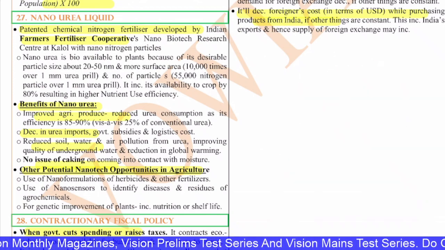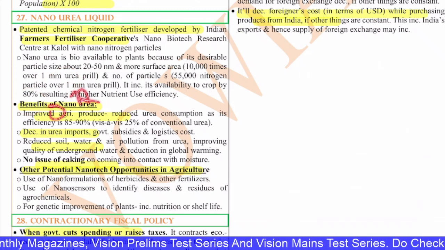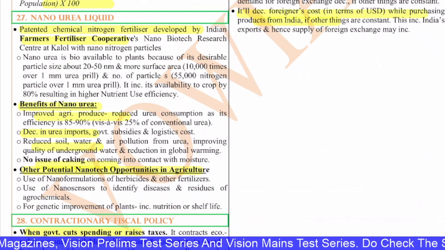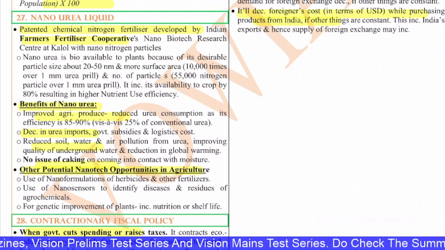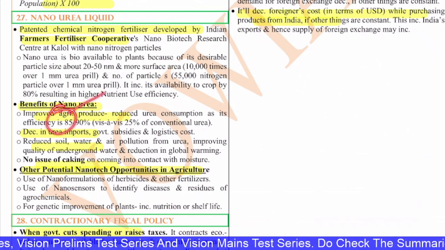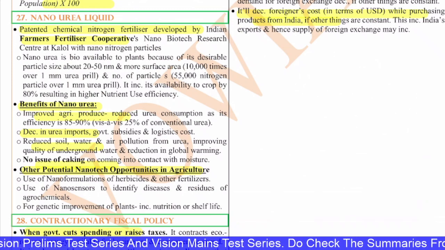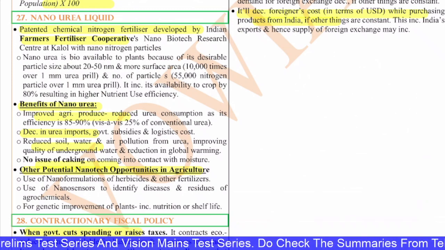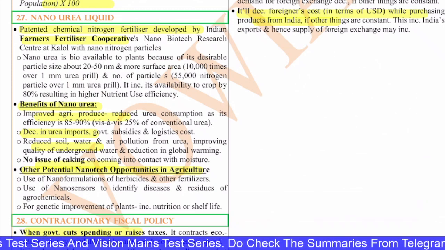The benefits of nano urea are improved agricultural produce and reduced urea consumption, as it increases efficiency by about 85 to 90%. There will be a decrease in urea, most of which we import, so imports will decrease. Because of this, we will save foreign exchange and our current account deficit will also reduce.